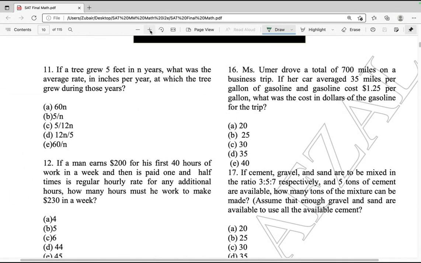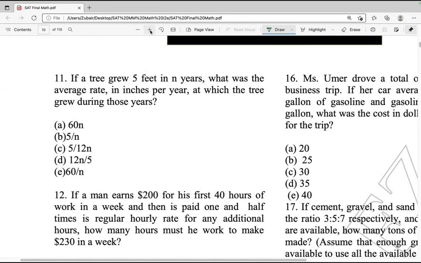All these are just simple questions. We just need to read them carefully. Question 11 says, if a tree grew 5 feet in n years, what was the average rate in inches per year? What's the conversion of feet and inches? That is 12.